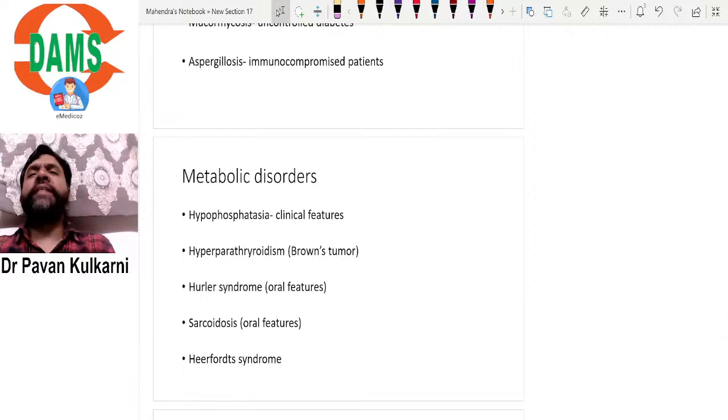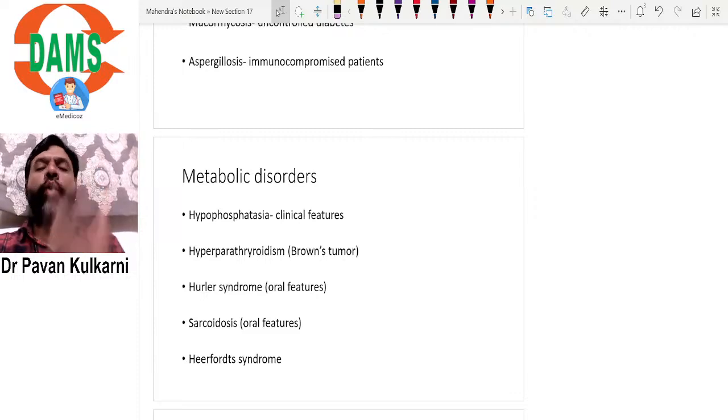Metabolic disorders, certain topics are asked, like hypophosphatasia. Typically, what do you see in hypophosphatasia? Early exfoliation of the mandibular incisors. That is a characteristic feature. Brown's tumor that you see in case of hyperparathyroidism. Why do you call it brown? Because of hemosiderin pigment. Hurler syndrome. What is Hurler syndrome? Mucopolysaccharidosis.